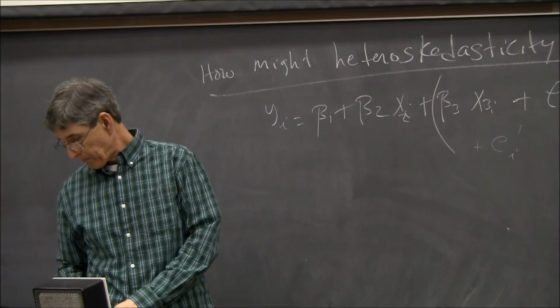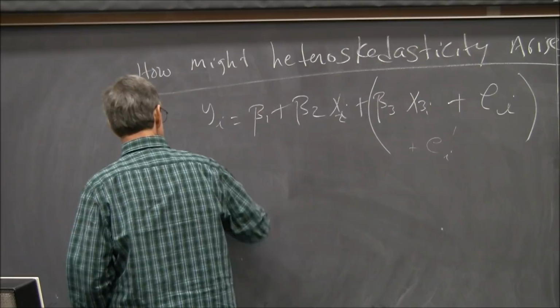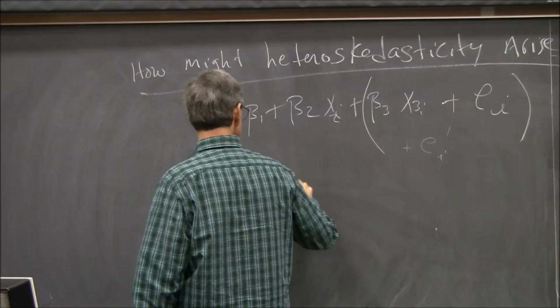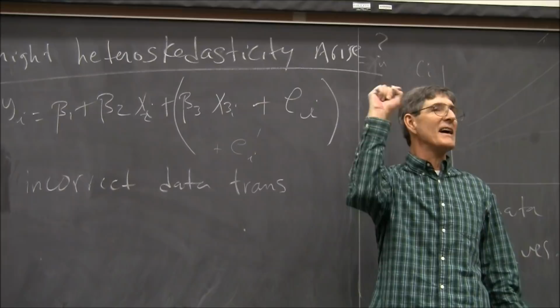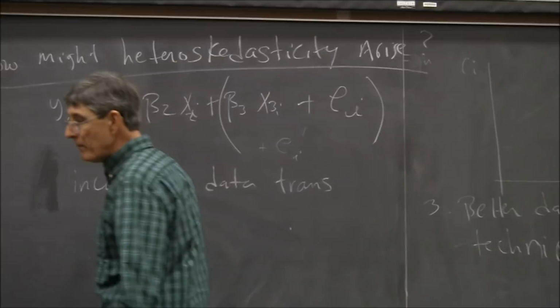And the book has, as numbers 6 and 7, a couple others. They say incorrect data transformations. So I take the log of a variable when I shouldn't, I square a variable when I shouldn't, something like that. I use 1 over x when I ought to be using x. I screw up the variable somehow. Or I have an incorrect functional form.